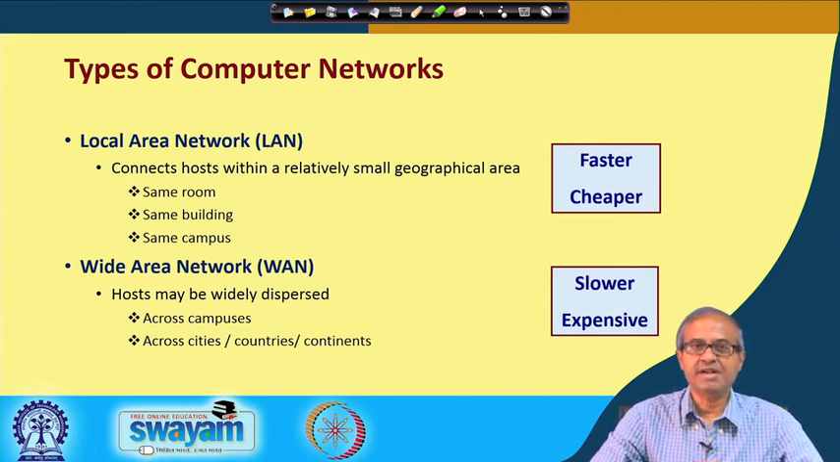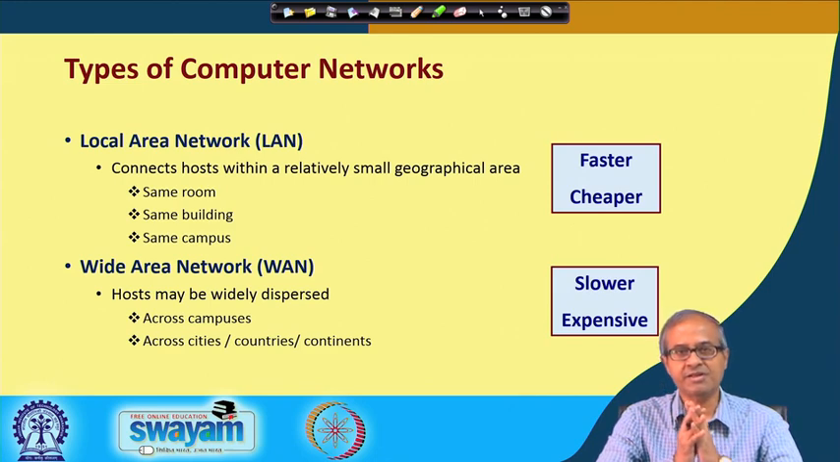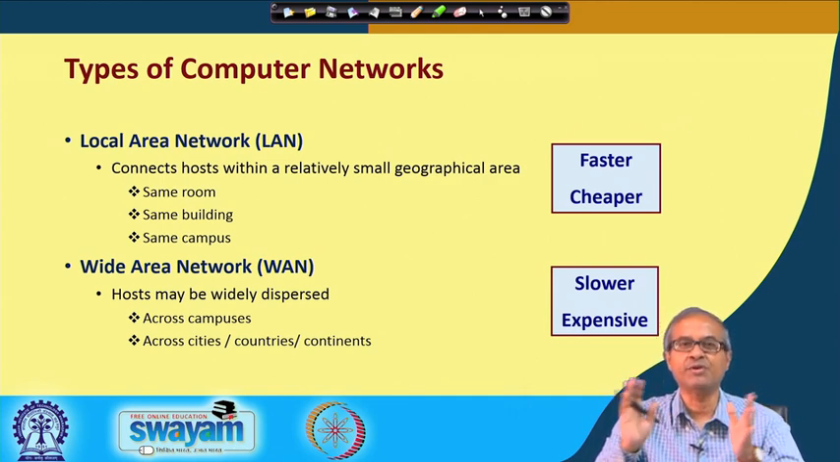Talking about the different types of computer networks, very broadly speaking, we can classify computer networks as local area networks or LAN and wide area networks or WAN. Of course, there are some intermediate nomenclatures that are also used, like people talk about metropolitan area network, which is somewhere in between, but we are not going into that detail.